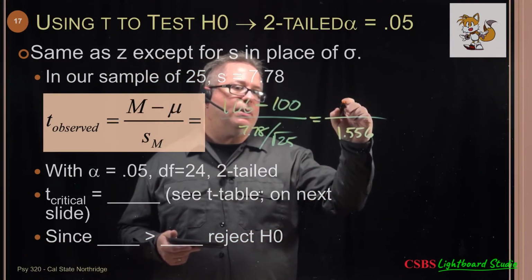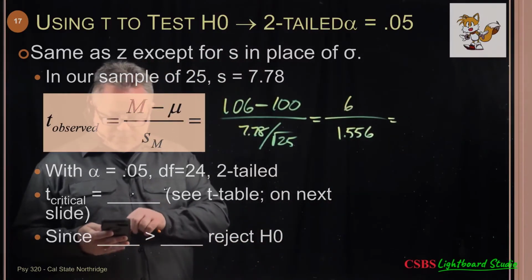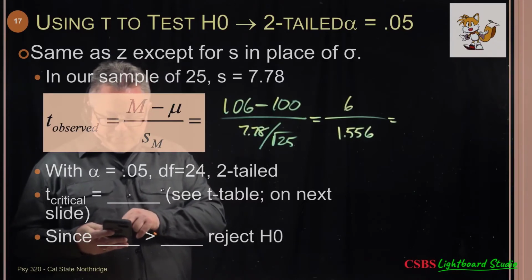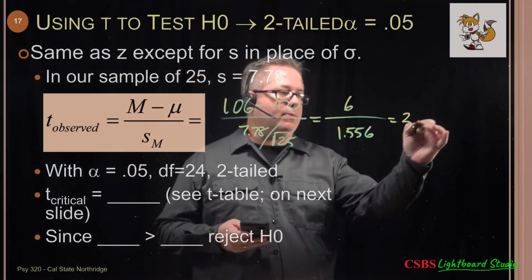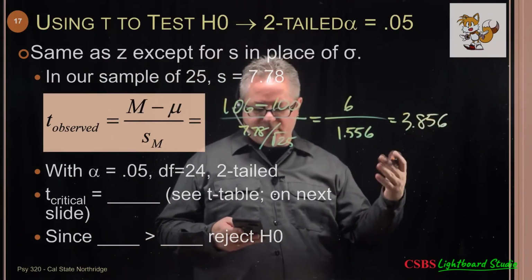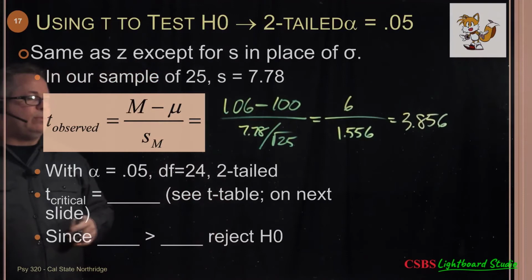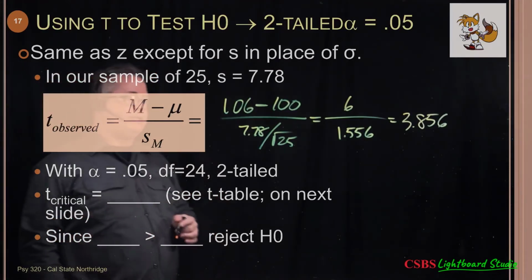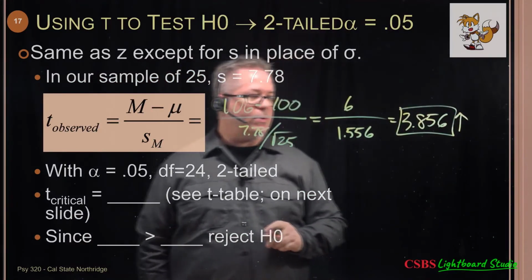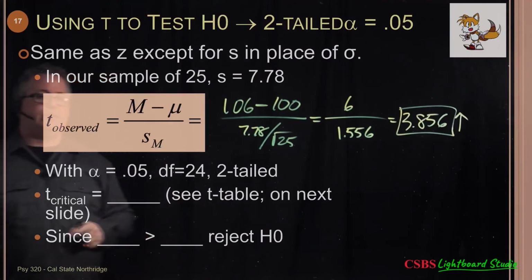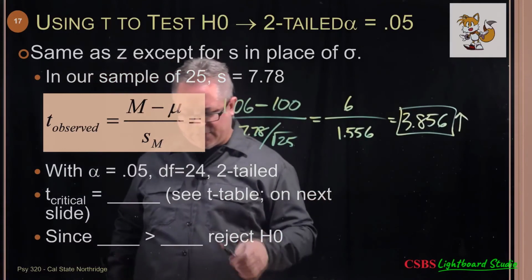So this is still going to be 6 divided by 1.556, which is 3.856, or 3.86, something like that. So we got this 3.856, which is our t observed. Yes, this is much larger. Notice this is an inflation relative to what we know from the z value, where we divided by 3 and got simply a z of 2. So we're getting a t of 3.856, which is a lot bigger.